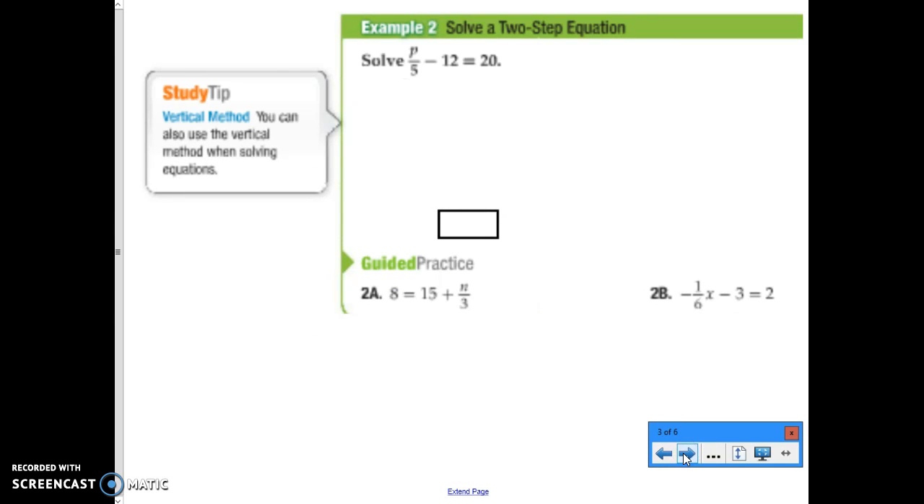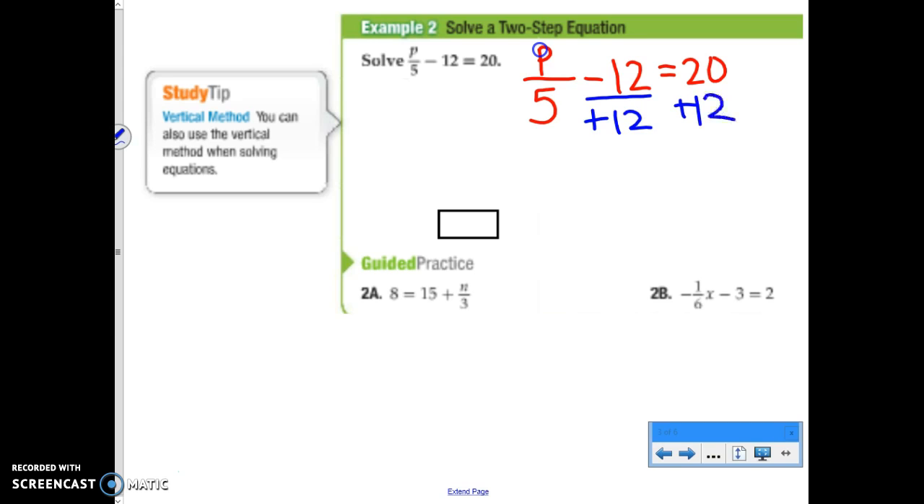All right, on the next slide here, we're going to solve a two-step equation again. So I'm going to just rewrite it over here so it's a little clearer to see. So I get p divided by 5 minus 12 equals 20. All right, so the first step that we need to do is get rid of any terms that do not have a p next to it. So I know that the negative 12 here does not have a p next to it, so I need to get rid of it. The opposite of subtraction is addition, so I'm going to add 12 to both sides.